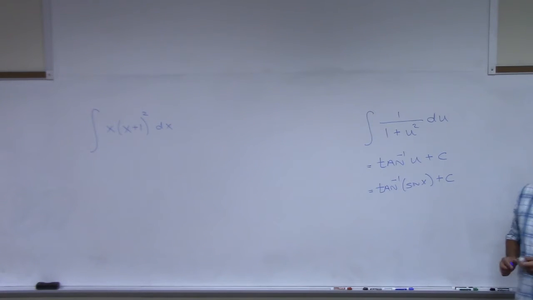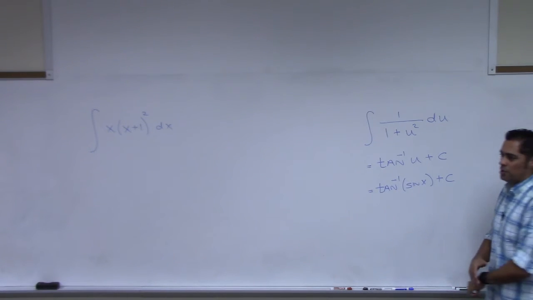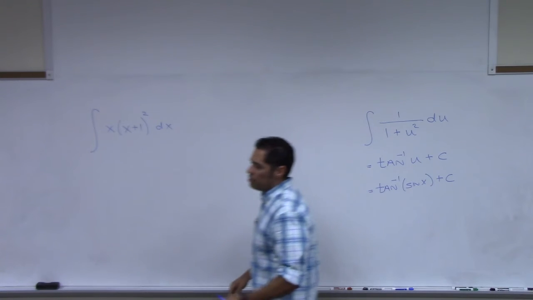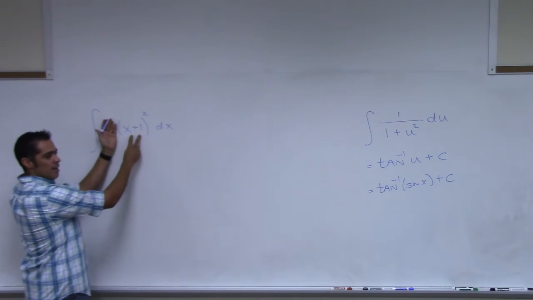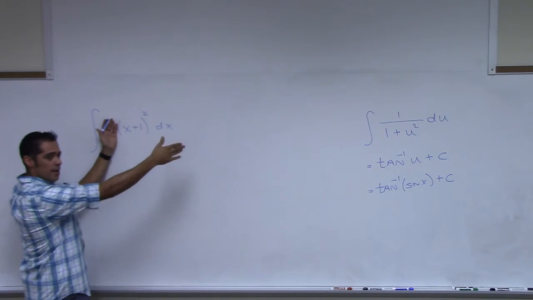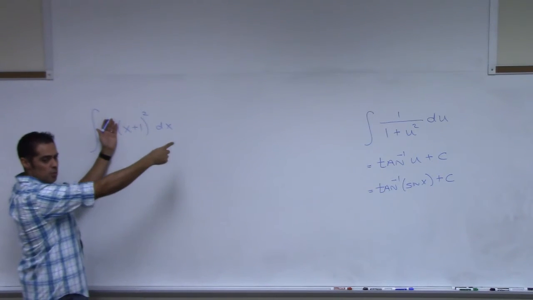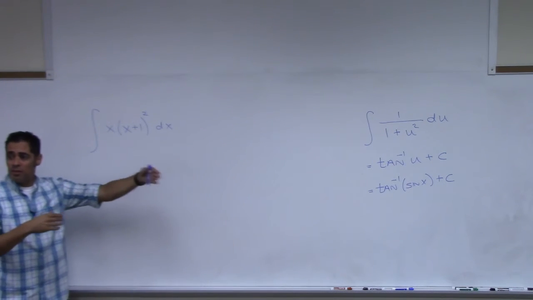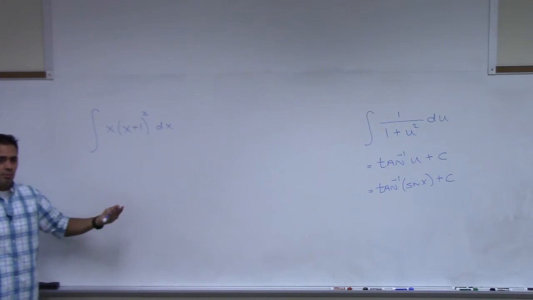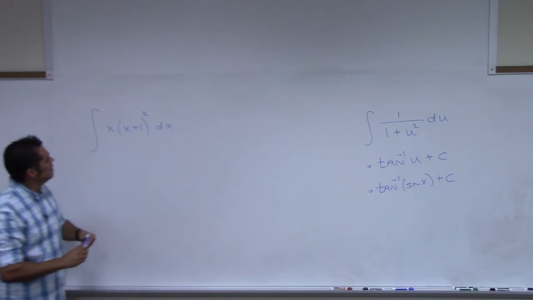Now, before we start attacking this with u substitution, do you agree that you could expand this out, like x plus 1 times x plus 1, right? And that would give you x squared plus 2x plus 1. And then you could distribute an x through it, and then you could just do them term by term, right? We could do it with relative ease.